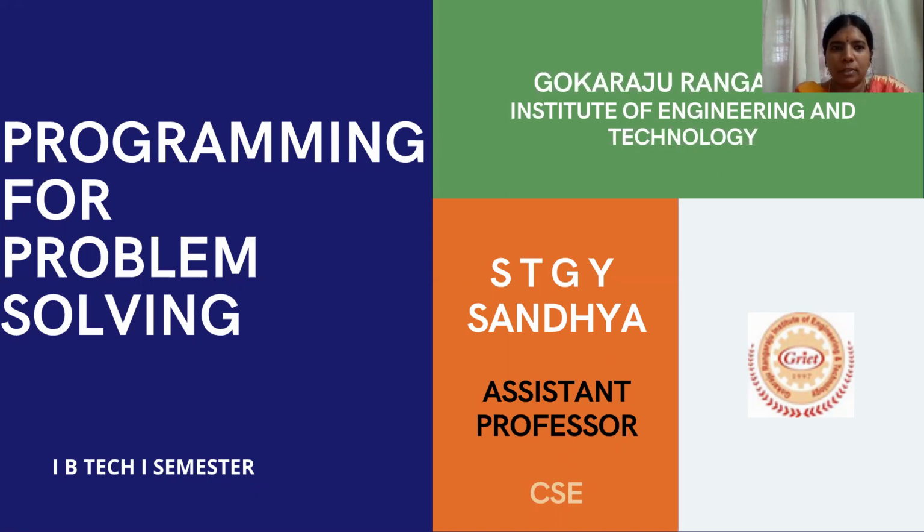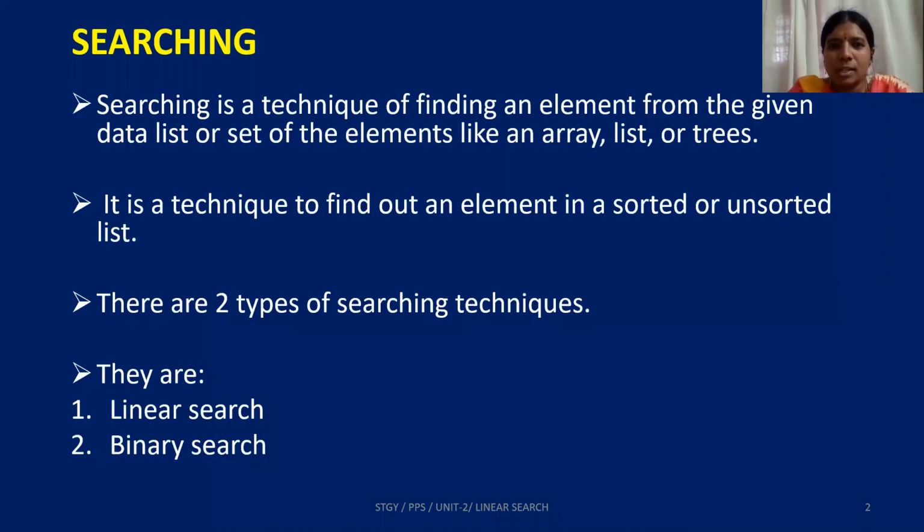As a part of the course Programming for Problem Solving, today in this video lecture, we are going to look at searching and especially linear search. So what is searching? Searching is a technique of finding an element in a list of elements, or in given data. It is a technique to find an element either from a sorted list or from an unsorted list.